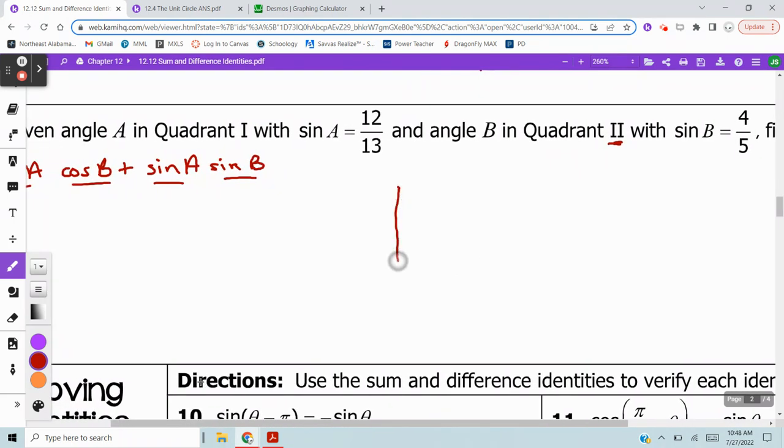So we have sine of A. I'm going to draw A, and it does say that A is in quadrant 1, so I'm going to draw it over here in quadrant 1. Here's angle A. I know that the sine of A is 12 over 13, so that'd be opposite over hypotenuse, and that is a triple. That is a 5, 12, 13. So I know that the cosine of A would be adjacent over hypotenuse, which is 5 thirteenths.